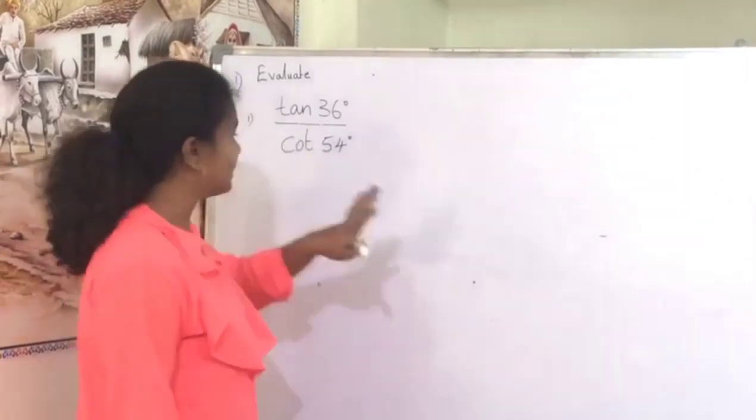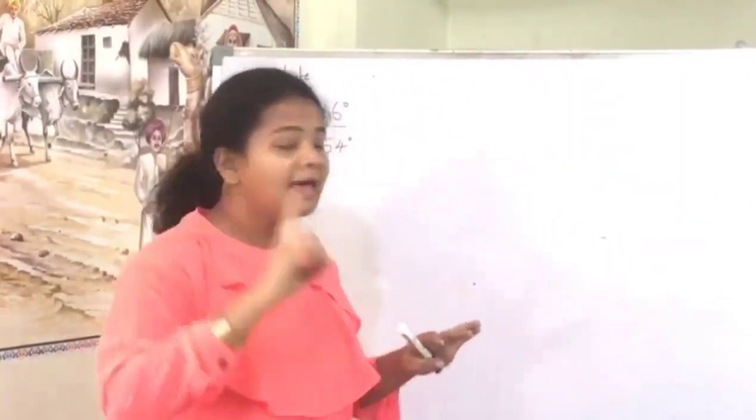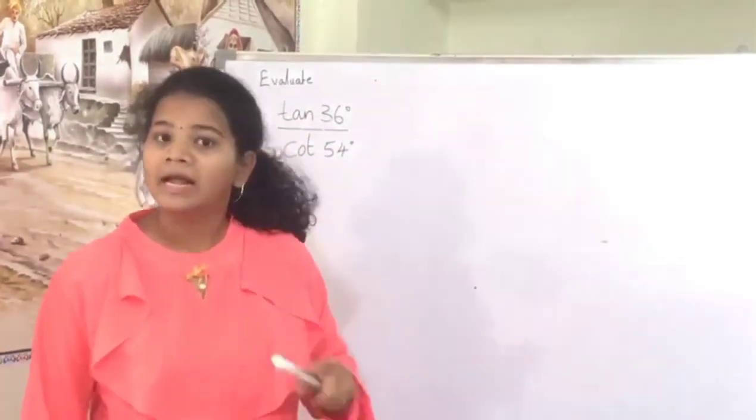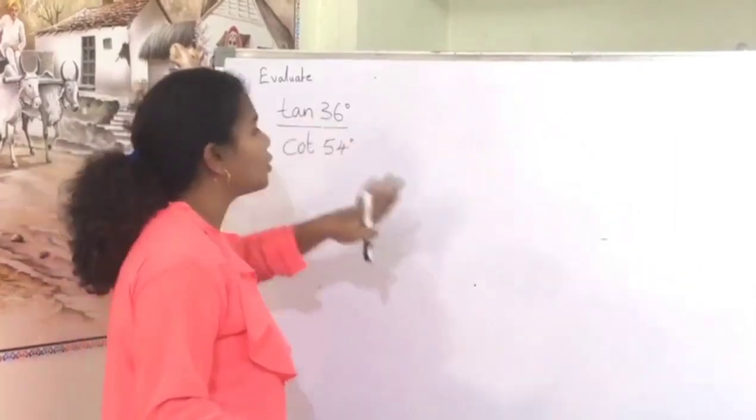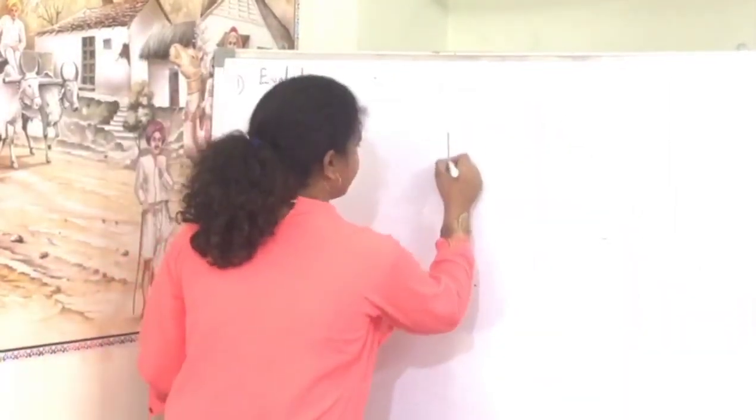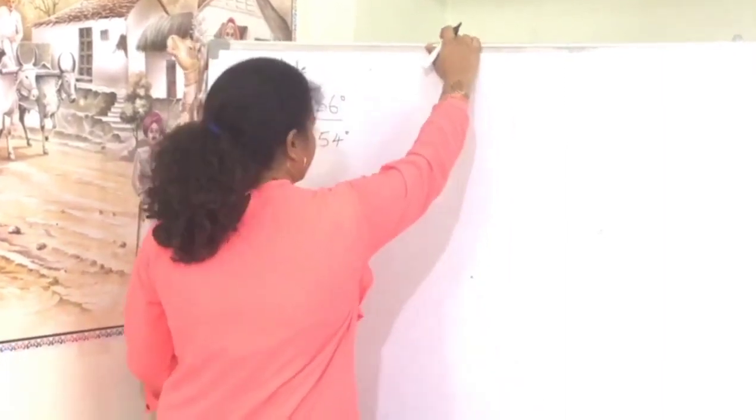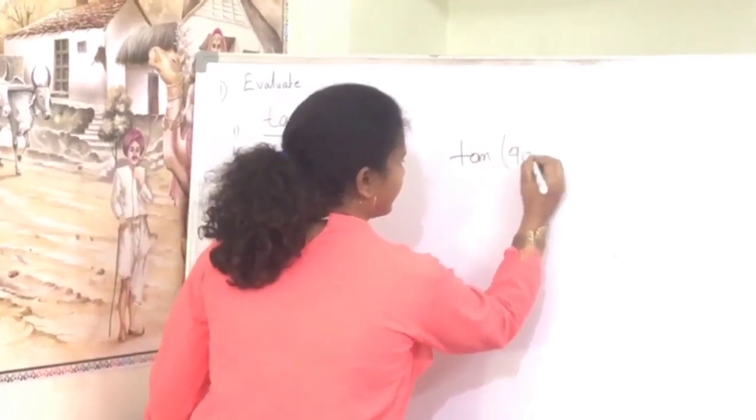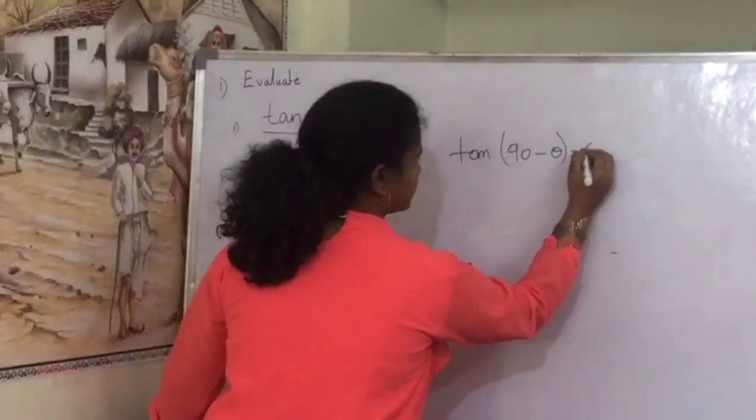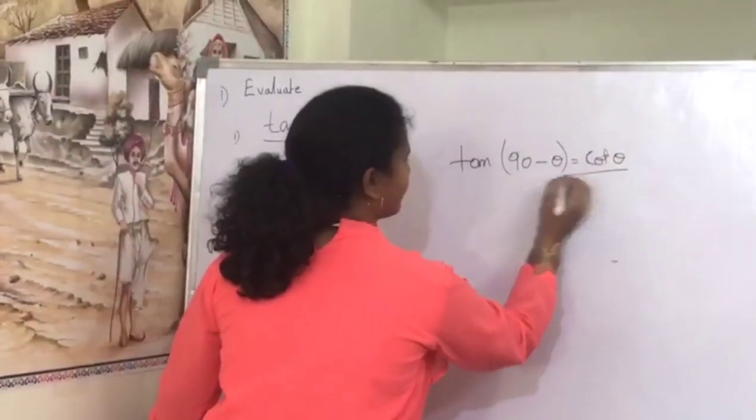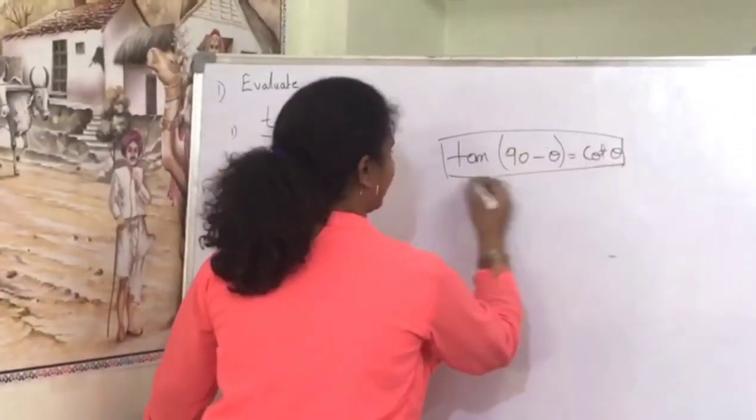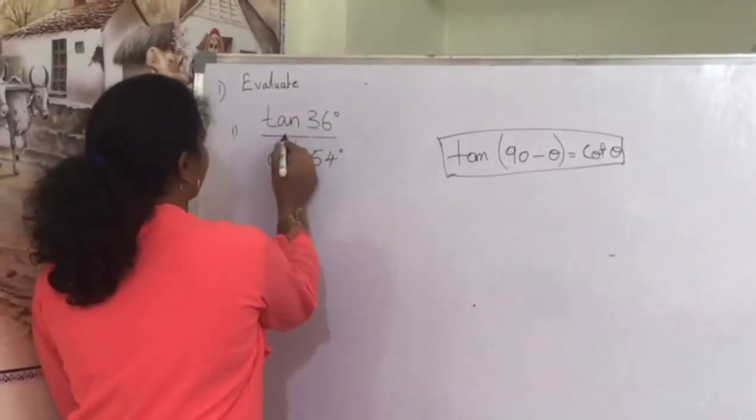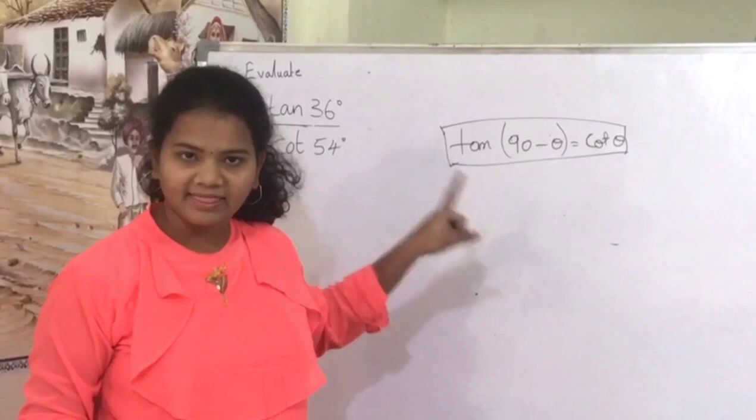We can solve with these angles, but we must only use one angle. Either we can use tan 90 minus theta gives cot theta, or cot 90 minus theta gives tan theta. So here I would like to use the identity tan 90 minus theta equals cot theta. By using this, I can change tan 36 degree.